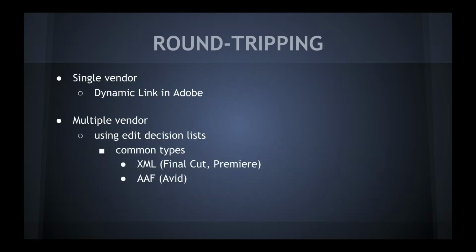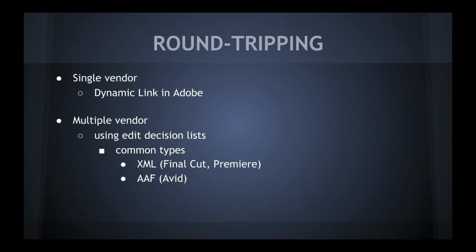So single vendor round tripping, which would be like Adobe using their dynamic link. So you can create a graphic in After Effects and bring it into Premiere and change stuff there. The better idea would be starting off with bringing in your edit into After Effects, doing all your motion graphics and everything, and then bringing that back into Premiere.